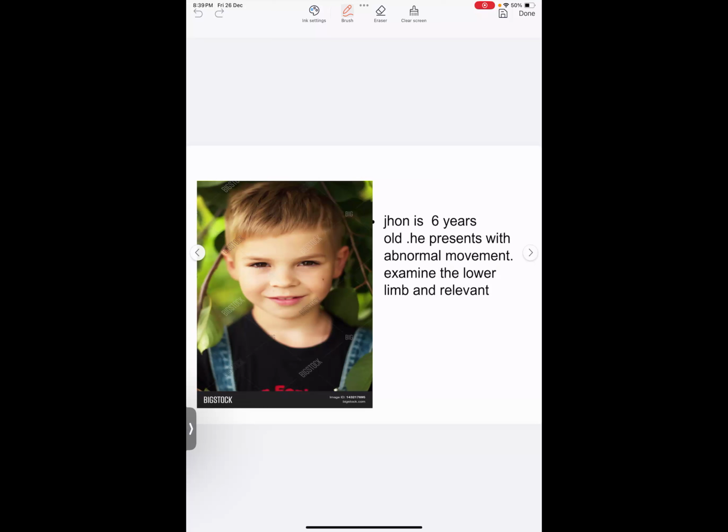Then I have to start the local examination. First, I have to do inspection of the lower limb properly, seeing any scar marks, skin pigmentation. Then I have to go for his power. Power is decreased on the right side, 3 by 5 on the right side and 5 by 5 on the left side.